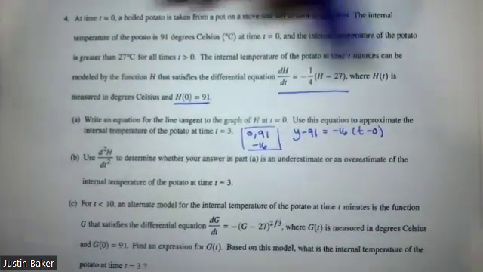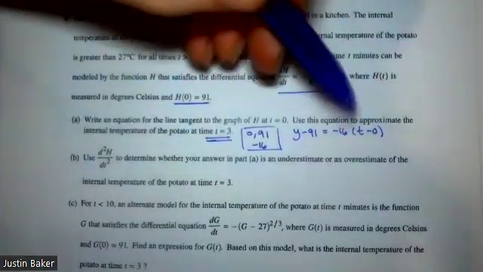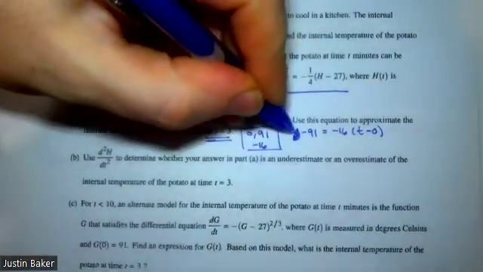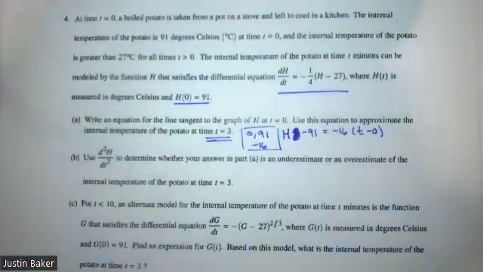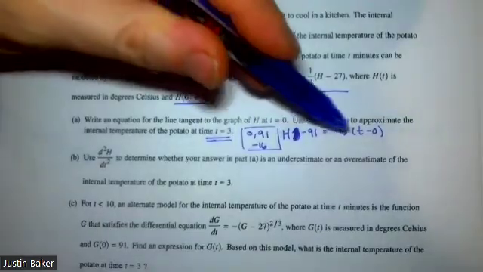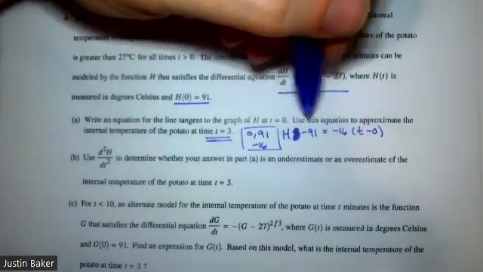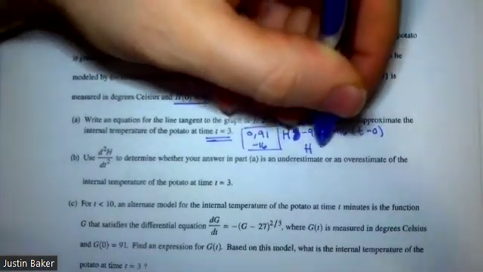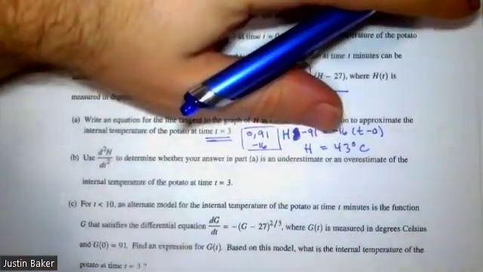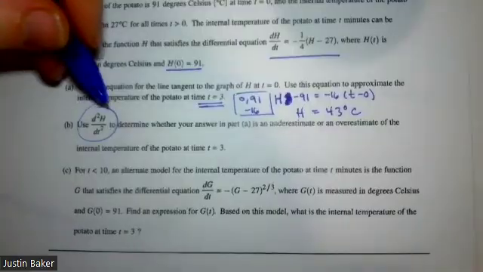It then asked you to use this equation to approximate the temperature at t equals 3. That means to put a 3. Oops, sorry, this shouldn't be y. It should be H, because this is dH/dt. So make sure we're careful with our letters. We're going to put in a 3 for t. When you do that, -16 times 3 and then add the 91, your temperature would be 43 degrees Celsius.